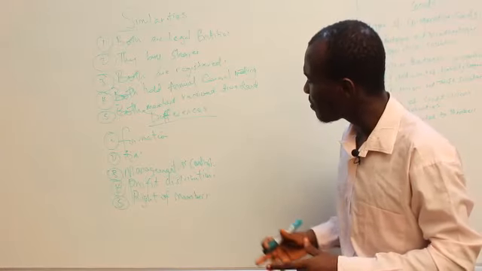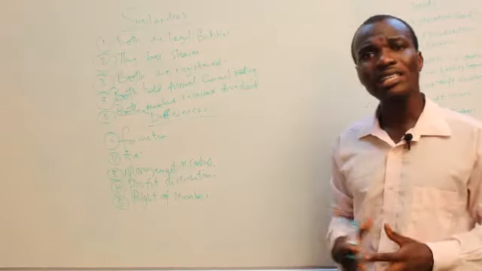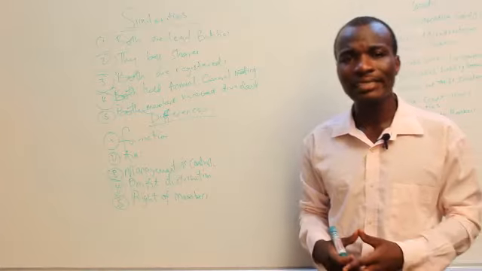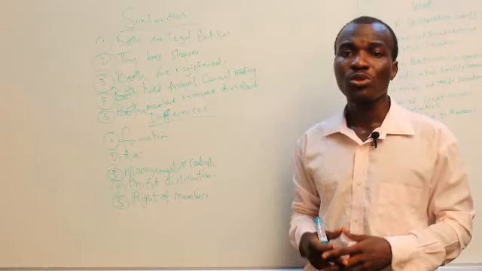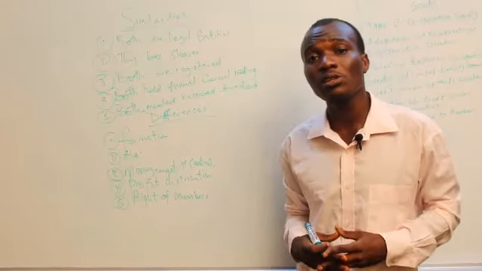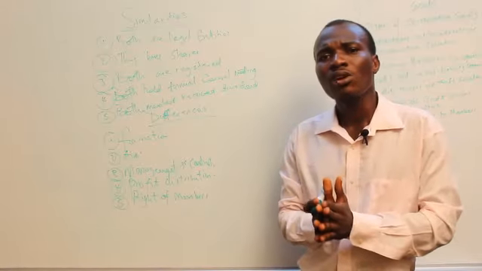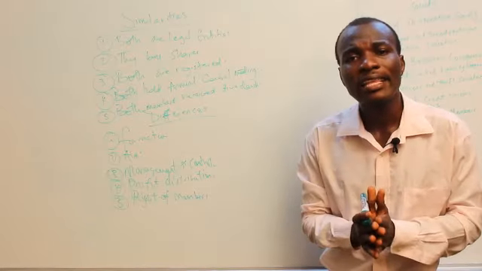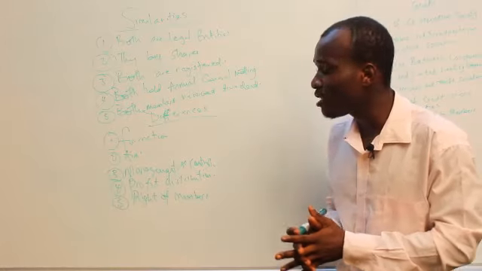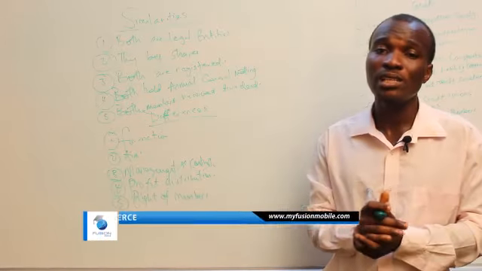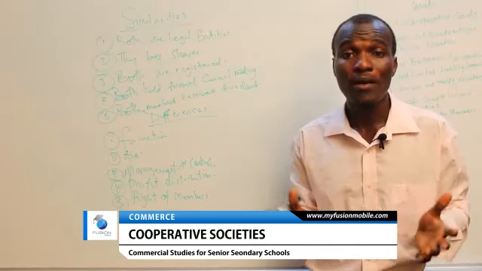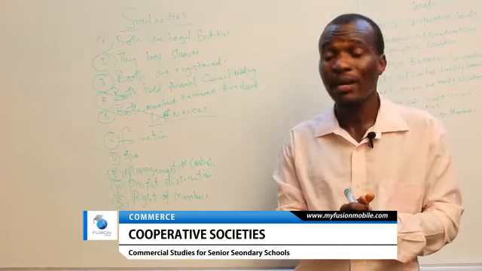So we'll be looking at the management and control. The cooperative society is usually managed by an elected committee. So it is managed by what? By a committee elected by the members of the society, while the limited liability company is managed by the board of directors, which is appointed by the shareholders.